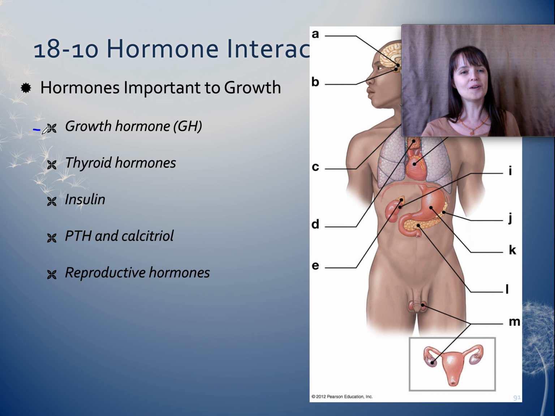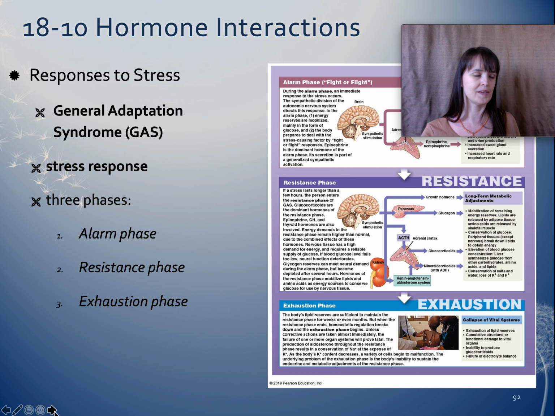So growth hormone is important for growing taller. You also need these other hormones, thyroid hormones, insulin, PTH, and CT, and of course the reproductive hormones are all necessary for the process. Not enough of any one of these can stunt growth. So they all have to work together.